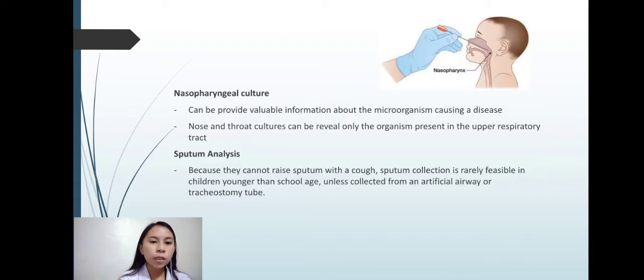And the next one is the nasopharyngeal culture. It can provide valuable information about the microorganism causing a disease, and a nose and throat culture can reveal only the organisms present in the upper respiratory tract. So it is a test that examines samples of secretions from the uppermost part of the throat behind the nose to detect organisms that can cause disease.